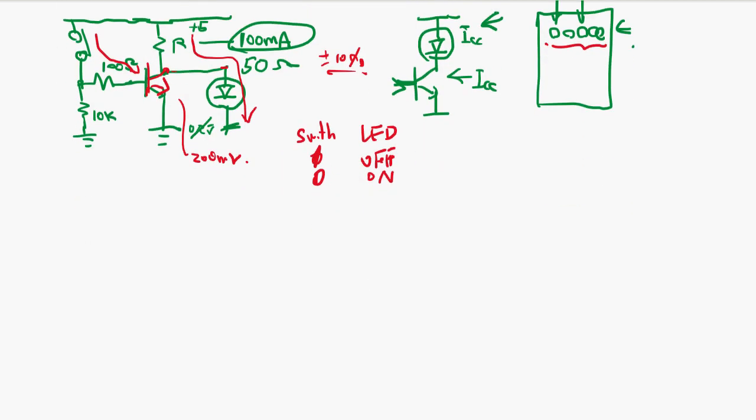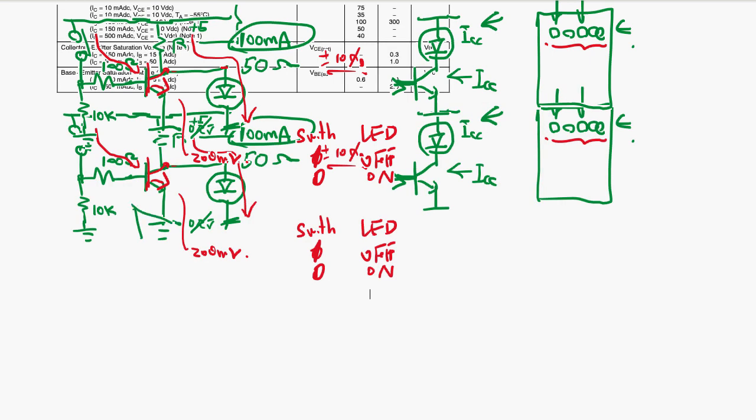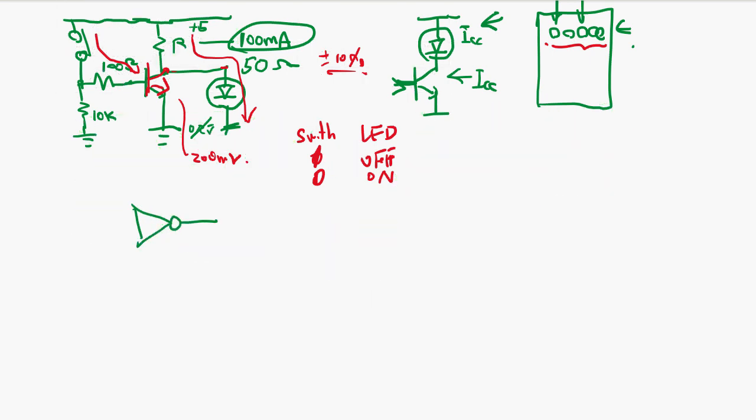Okay, so basically we have created an inverter, right? So logically this is an inverter, and the low and high signal levels are like TTL low and high levels. This is a very simple inverter we created.